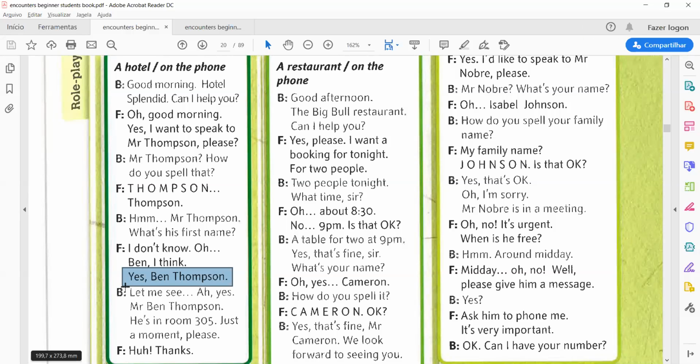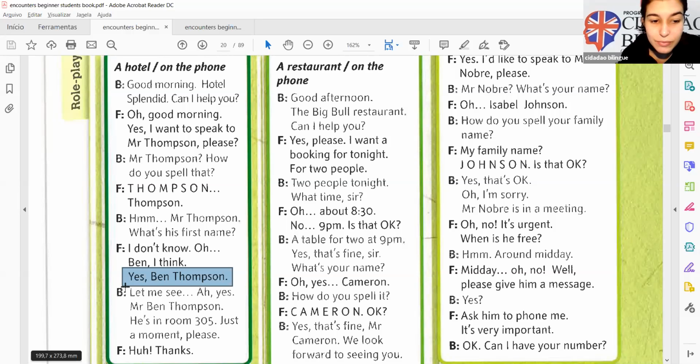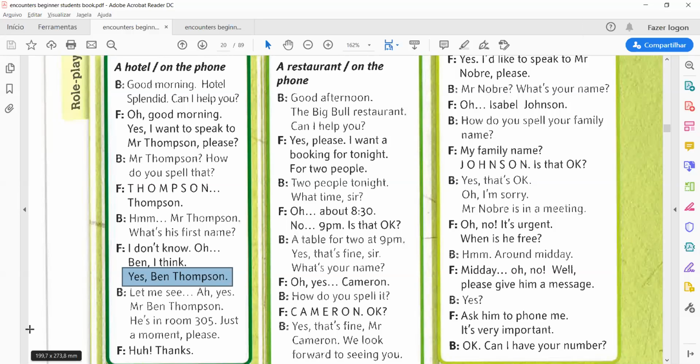Let me see. Ah, yes, Mr. Ben Thompson. He is in room 305. Just a moment, please.